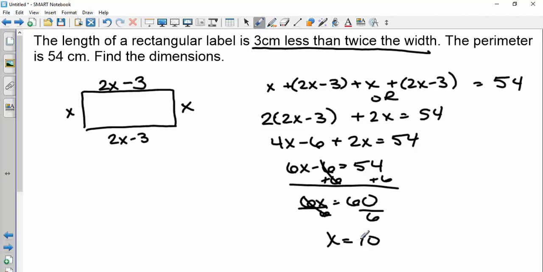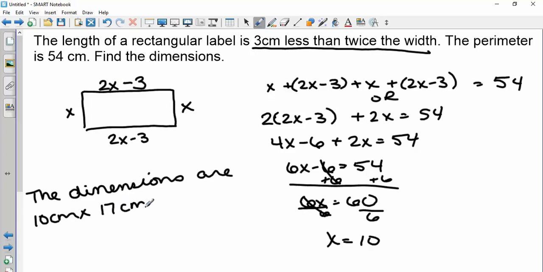And so then, what do we have to do at the end? Always write a sentence, so the dimensions are 10 centimeters by, to get the other side, if I plug in my 10, I get 20 minus 3, so 17 centimeters. Those were our geometry problems.